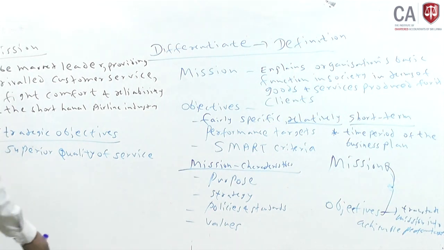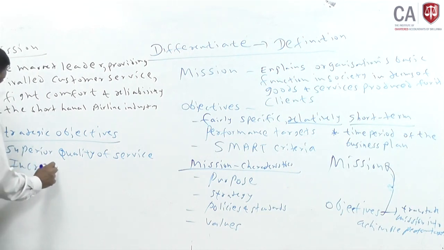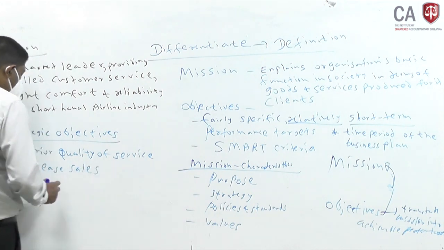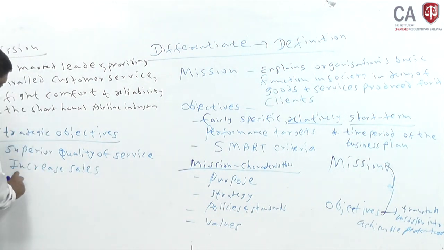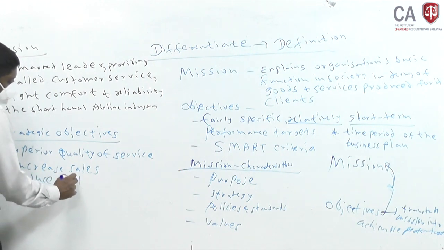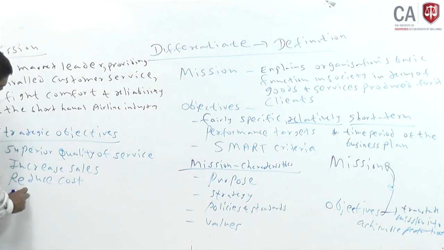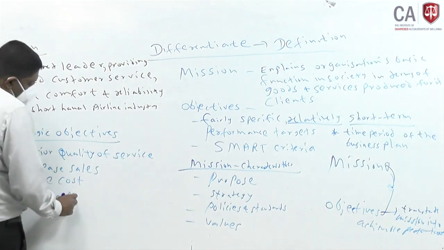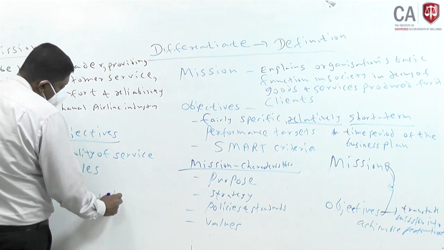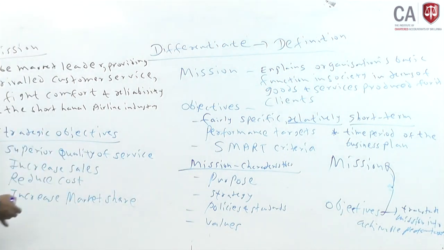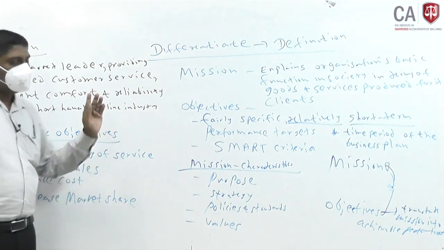In addition to that, what are the things they can focus on? For example, increase sales, then reduce costs, you have to take action to reduce the cost, then increase market share. These are some of the strategic objectives they can focus on. So, superior quality of service, increase sales, reduce cost, increase market share.